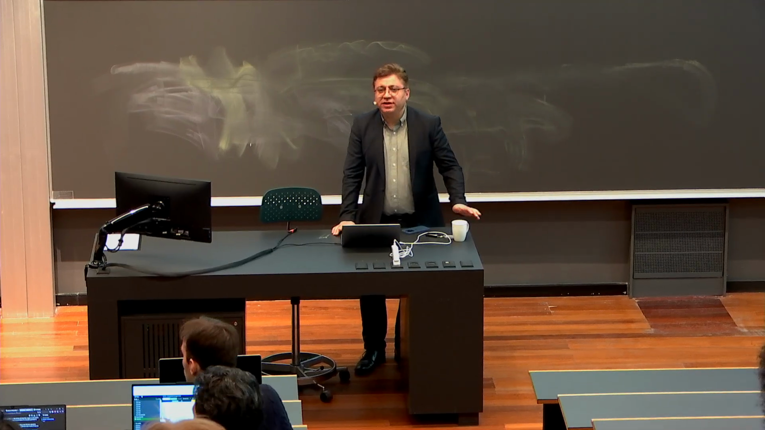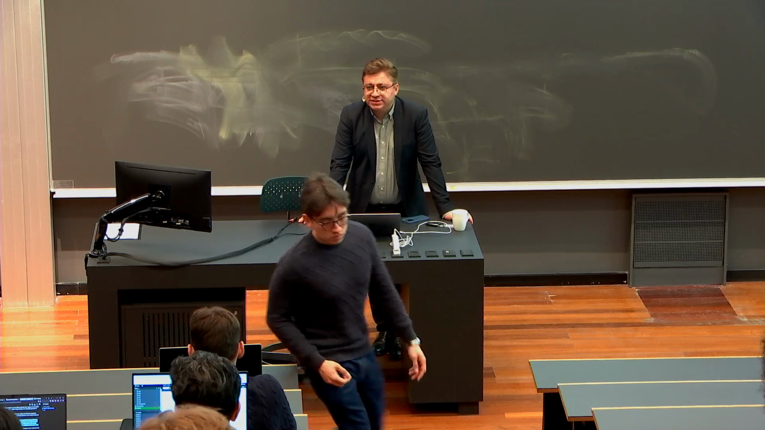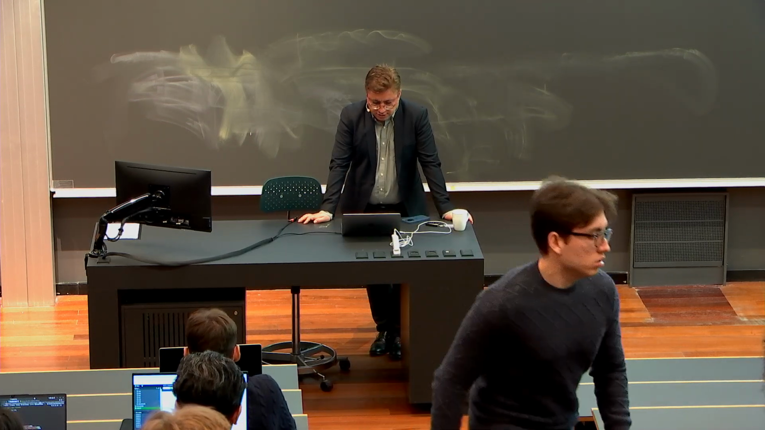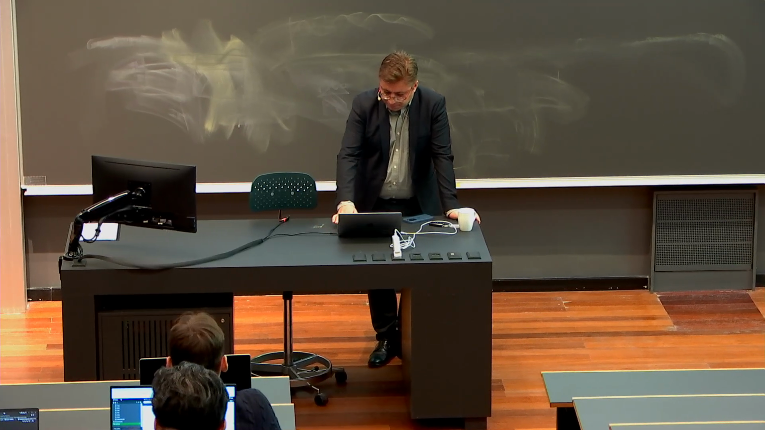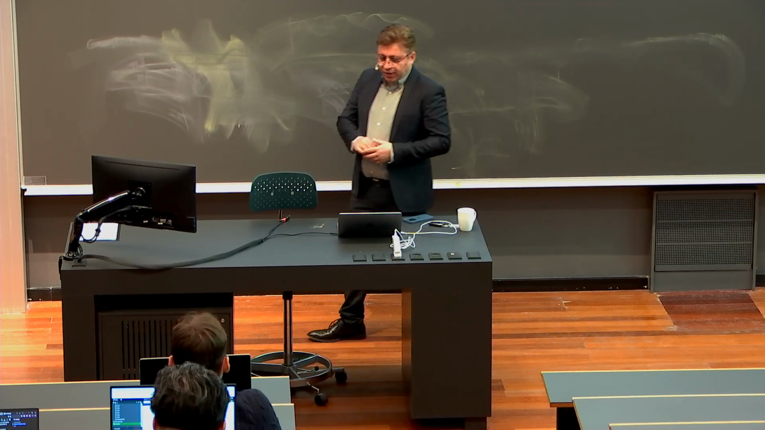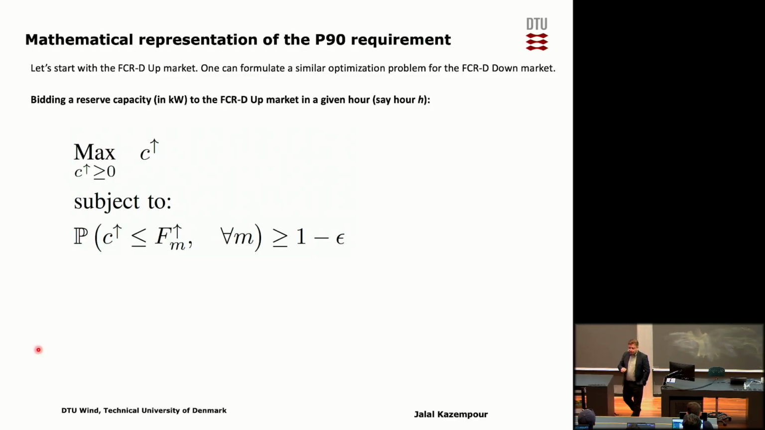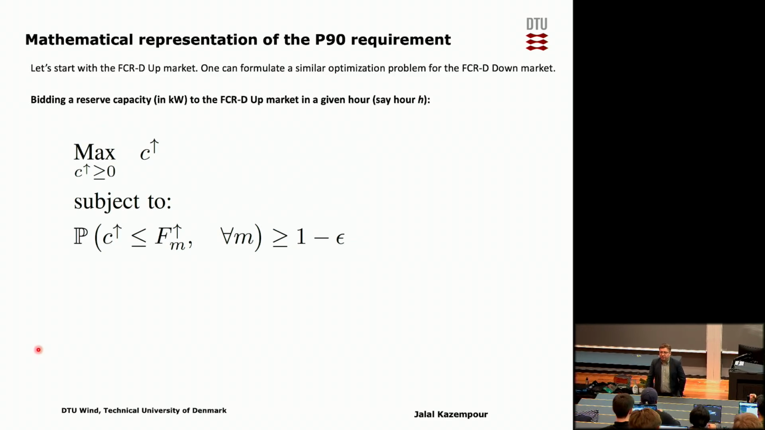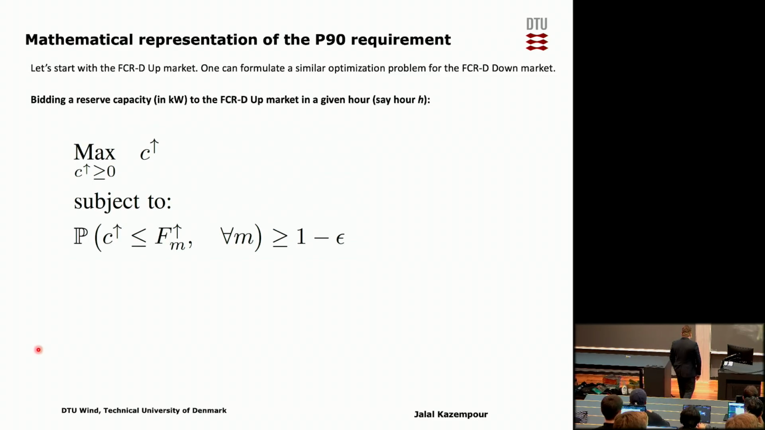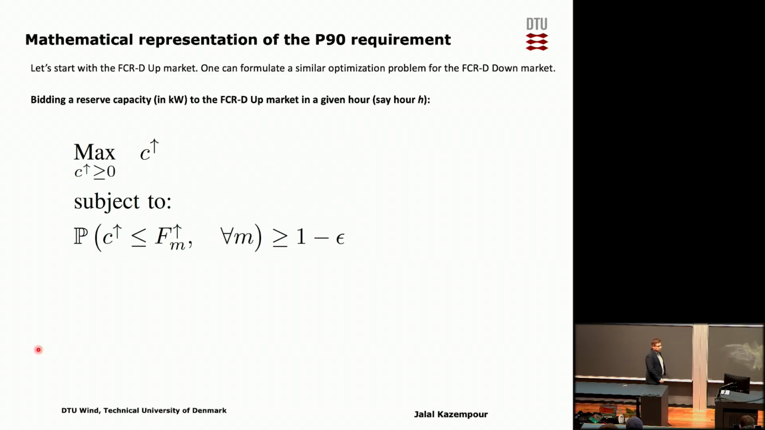So we discussed the P90 requirement and what it means and how Energinet evaluates that ex post, and why it might be a good idea. But now let's talk about the mathematical representation of the P90 requirement from a stakeholder perspective. Remember our EV example, we have 1,400 EVs in our fleet, and we want to optimally bid in FCRD up and FCRD down markets.